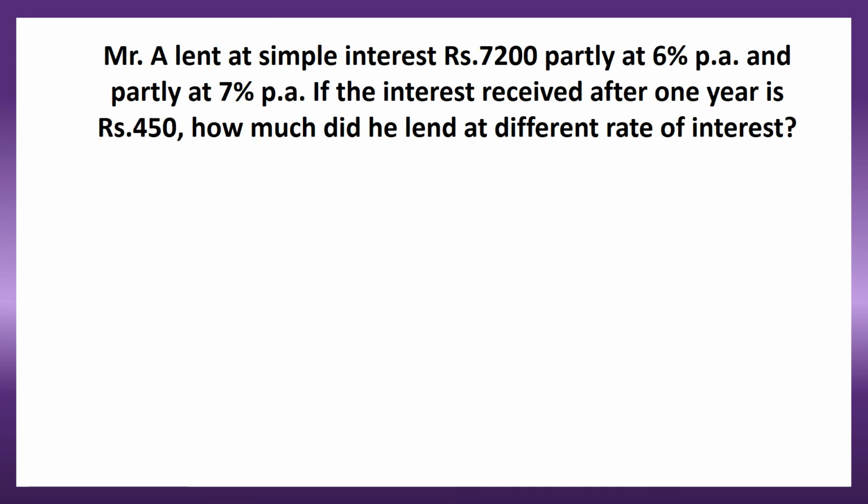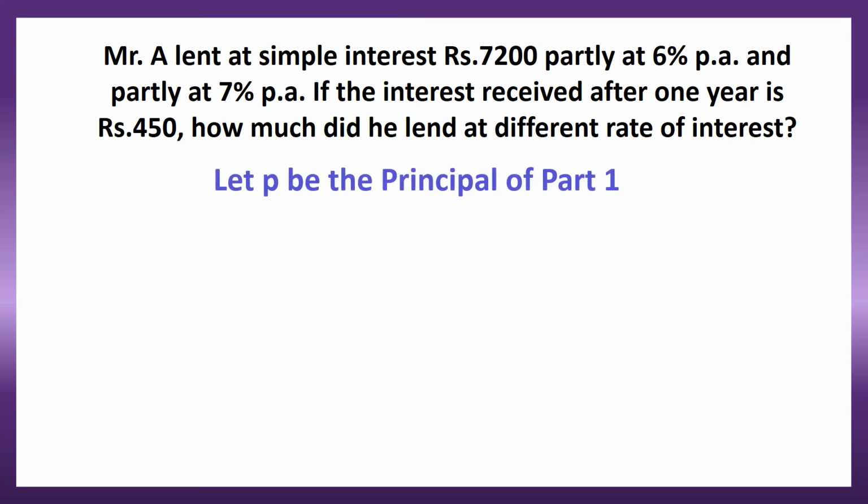Now, coming to the next question, Mr. A lent at simple interest rupees 7,200, partly at 6% per annum and partly at 7% per annum. That means Mr. A is lending 7,200 in total. A part of 7,200 he is lending at 6% per annum simple interest, and the other part he is lending at 7% per annum simple interest. If the interest received after 1 year is rupees 450, how much did he lend at different rates of interest?